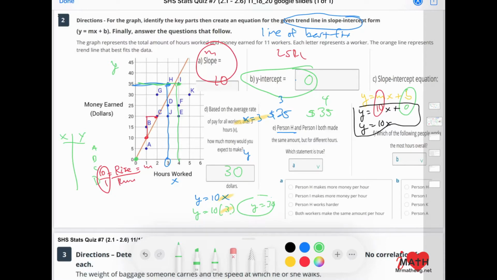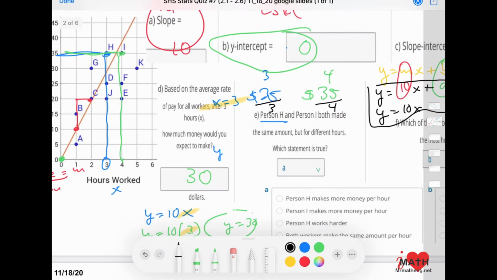Person H makes more money per an hour. False, because they both made same amount. Person I makes more money per an hour. So again, they're telling you, let me backtrack on that one. So yeah, this one would be money per an hour. That person's probably going to make about $11.60 an hour. And then this person is making... I'm just doing division. I don't have a calculator in front of me. So which statement is true? So that's singular.